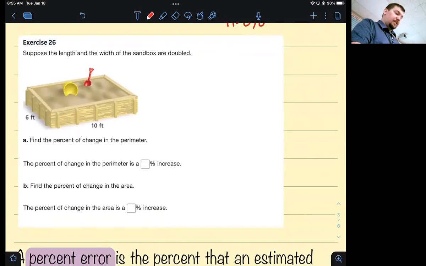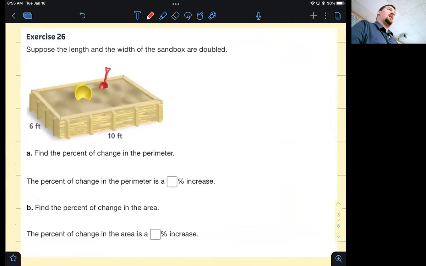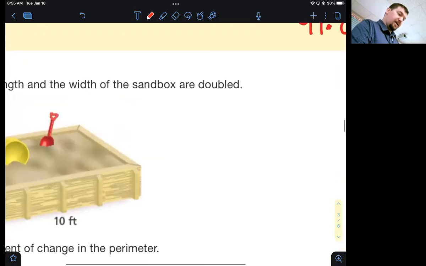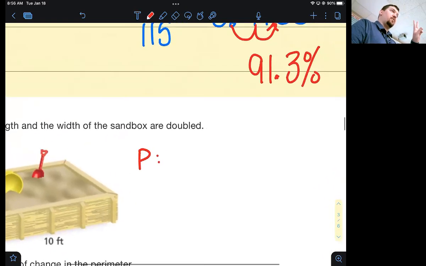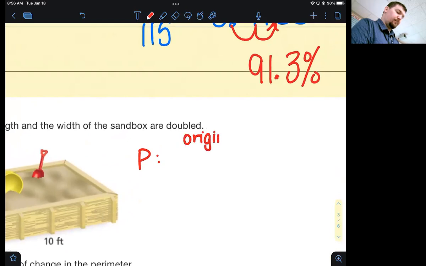Number 26 says, suppose the length and width of the sandbox are doubled. For part A, find the percent change of the perimeter. For part B, find the percent change of the area. We'll start with part A. Part A is the perimeter. So I'm going to put a P here for perimeter. And I'm going to write 2 words up here because we need 2 numbers. One of them is going to be the original number. One of them is going to be the new number.